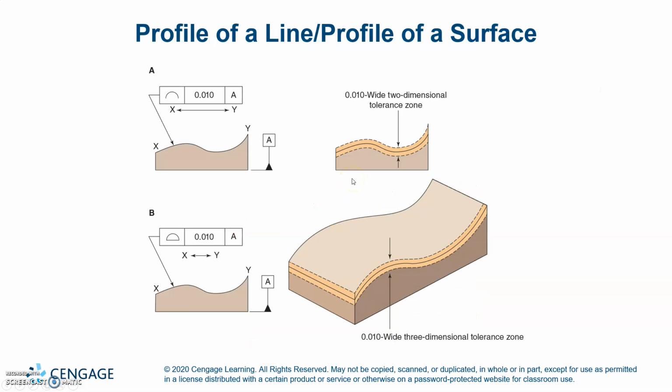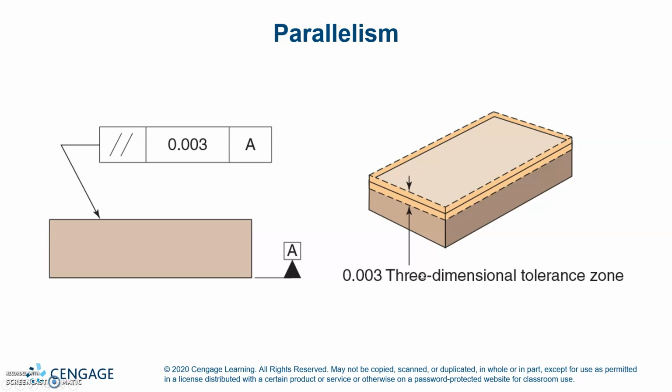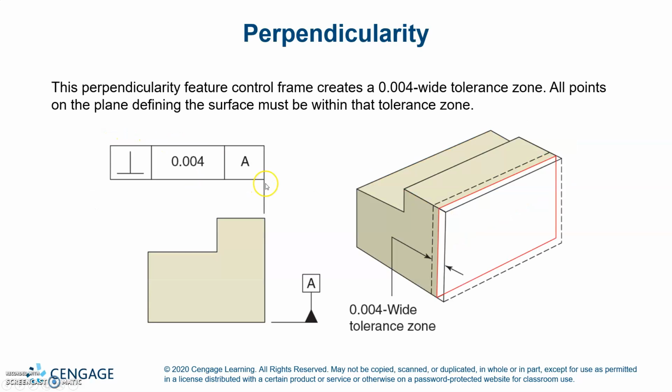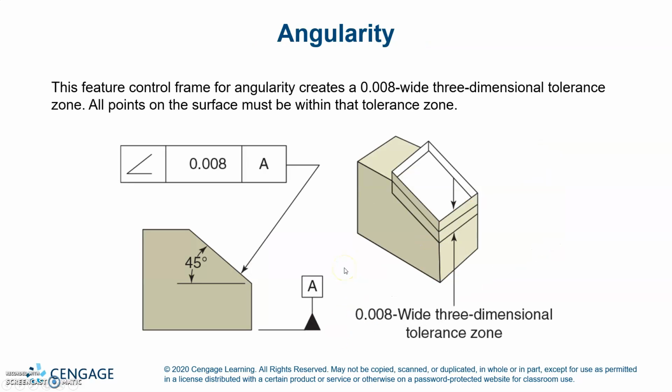Profile of a line and profile of a surface. So that shows a 10 thou wide two-dimensional tolerance zone and a three-dimensional tolerance zone. There's parallelism, so as long as it's within 3 thou of that parallel. Perpendicularity. So it's got to be perpendicular within the 4 thou. So it could be leaning a little bit as long as you're within the 4 thou.